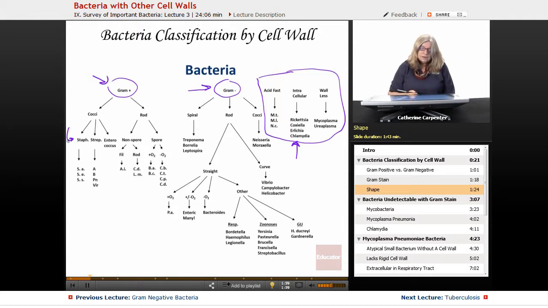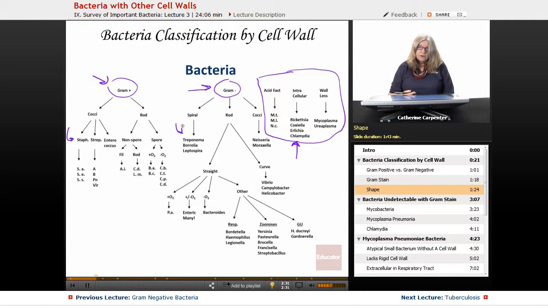Now in gram-negative, we have the spirals, the rods, and the cocci. And the spirals, Leptospira, Treponema, and Borrelia. Excuse my pronunciation. The rods, we have the straight rods or the curves, and the curves are the comma shapes, Vibrio, Helicobacter, and Campylobacter.